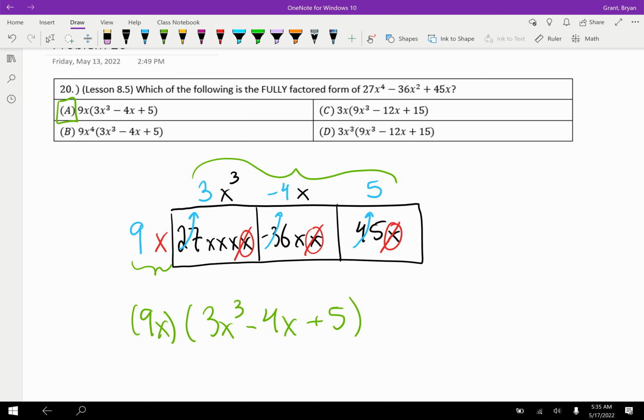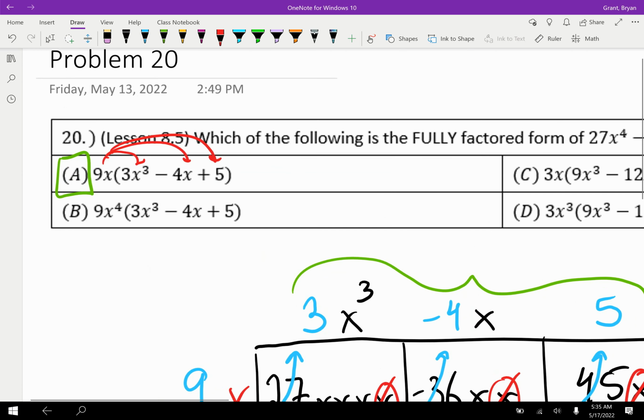You could have found this answer a second way as well. You could have gone through and you could have taken the number that's out front and multiplied it to get to the inside, right? And we'll try to color coordinate this. 9x times 3x cubed, well 9 times 3 is 27, and x times x cubed is x to the fourth. 9x times negative 4x, 9 times negative 4 is negative 36, x times x is x squared. And last but not least, 9x times 5 is positive 45x.